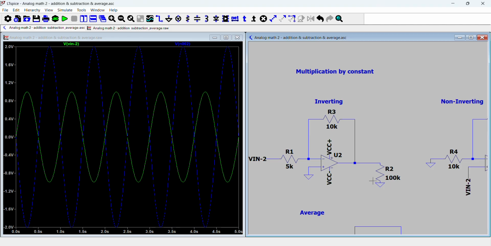One thing to note is that with this inverting config, you do have to supply a negative supply rail because the output is the negative of the input. If you don't supply a negative supply rail and just have it grounded, and then you have a positive input voltage, for example 2 volts, the output would just be 0 because that's the lowest it could go.